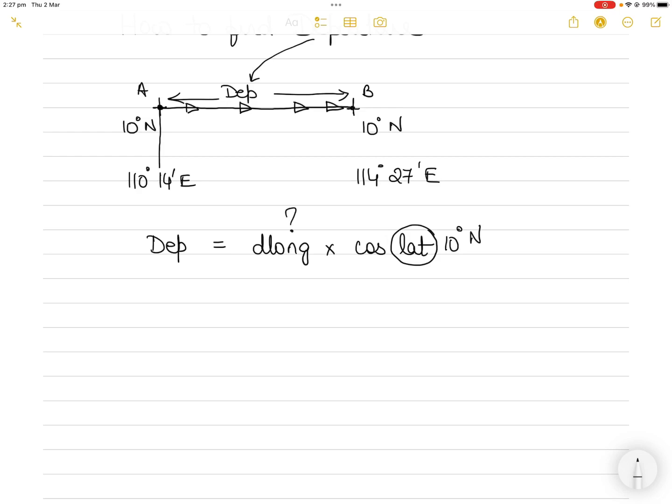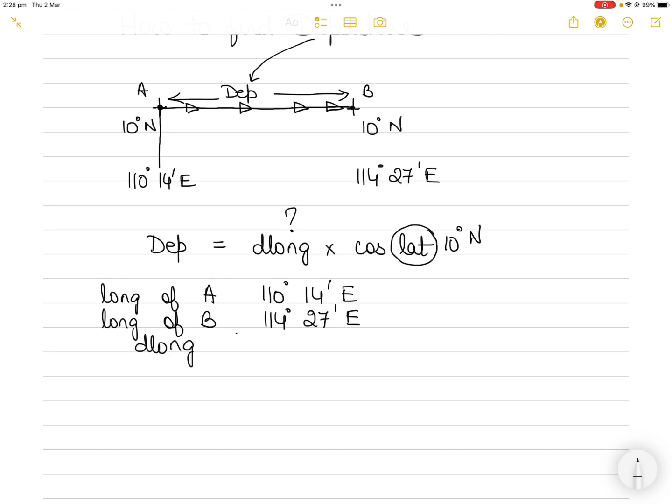All you do is find out the D long. So what will be D long? You know how to find out D long. Longitude of A and longitude of B. So longitude of A is 10 degrees 14 minutes east, and longitude of B is 114 degrees 27 minutes east. So D long, if same names, subtract one from the other. So always subtract the smaller number from the larger number. So in this case, you will subtract 114 degrees 27 minutes minus 110 degrees 14 minutes. So the answer you will get is 004 degrees 13 minutes. And of course you are going further east, so your D long will be named east.